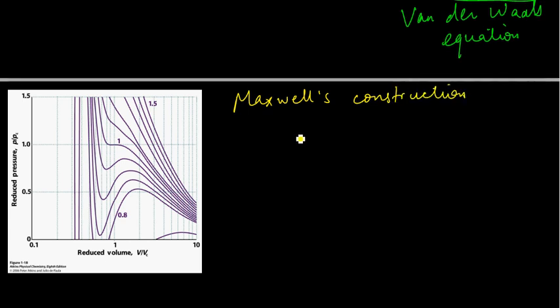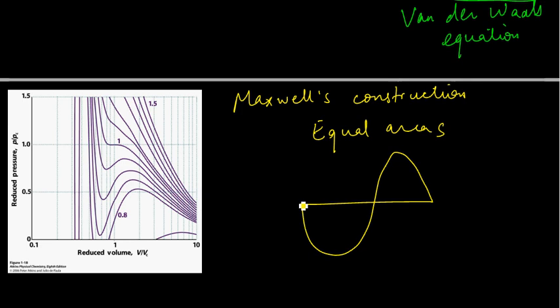So how we can just remember, we can say that we should have equal areas. Let me just draw it over here, and this is how it's going, right? All I want to ensure is that these areas, I cut a line so that these areas are equal. That's all. Fairly simple, right? And the rest of the graph remains the same.